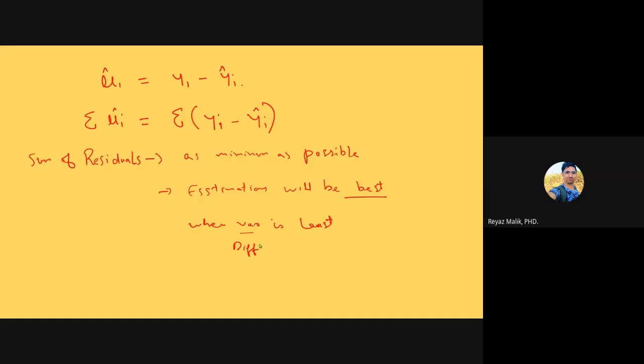But the problem is, if we start calculating the sum of residuals, some error happens there. That error will happen like this. I will plot a graph, for example. Wait. See how straight a line I can draw. That is practice. This is the graph.